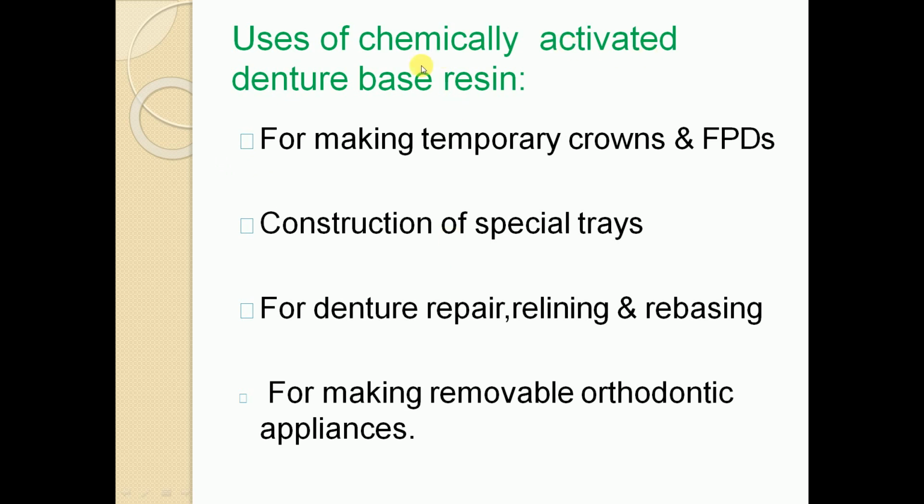Uses of chemically activated denture base resin: for making temporary crowns and FPDs, used in the construction of special trays, used for denture repairing, relining and rebasing, for making removable orthodontic appliances.